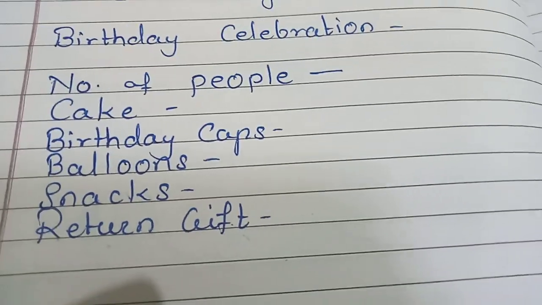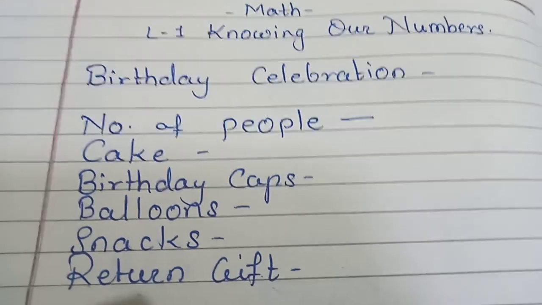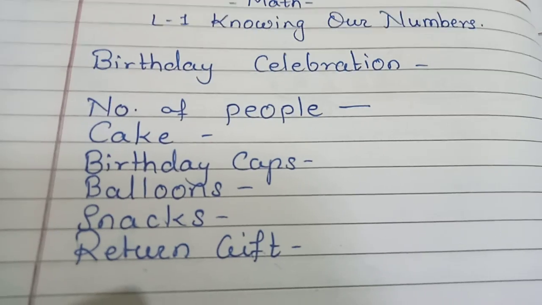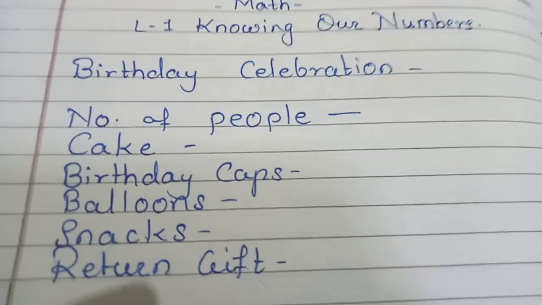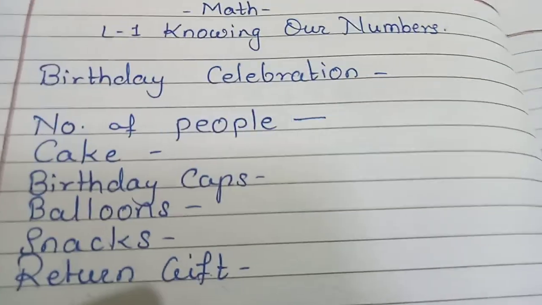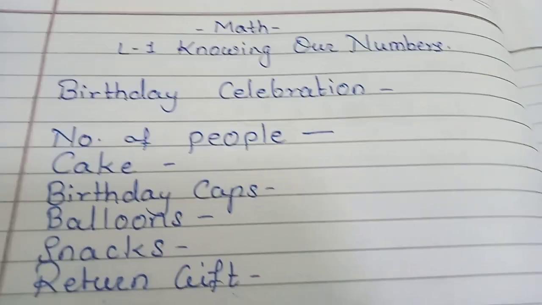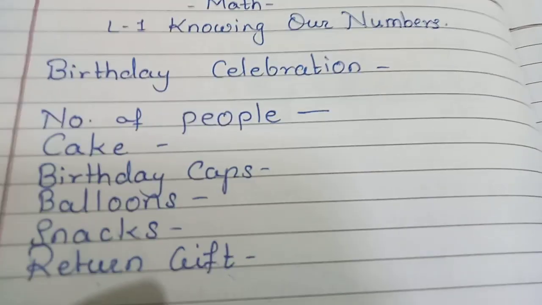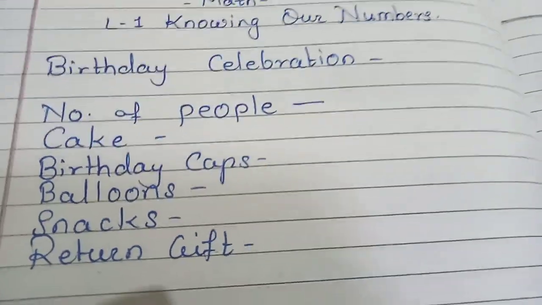So together we will add all the amounts, and then we will give the approximate amount to our parents, that this much money may be required for my birthday celebration. I'm not talking about the actual amount, children. I'm talking about the approximate amount, and this is called the estimated amount, approximate amount. So today we will learn about estimation: how to estimate a particular value.